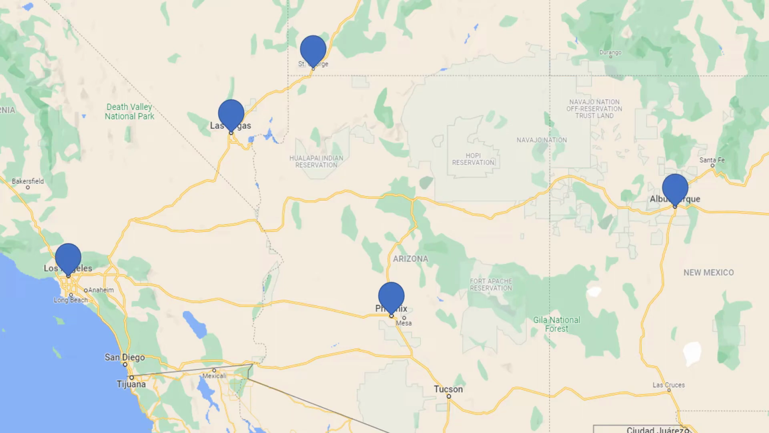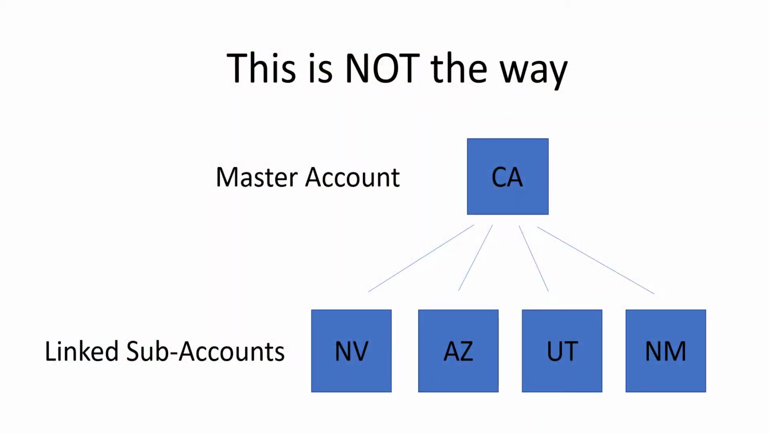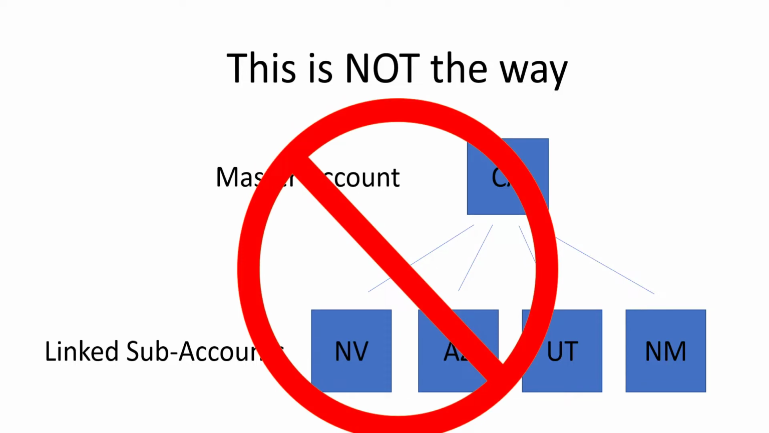So we'll have California, Nevada, Utah, Arizona, and New Mexico. And first, let me emphasize, it doesn't work like this. This is what I thought when I first heard about this feature. I thought we would have a master account, like an entire organization would be the master account, and then all of the sub-accounts would be the different divisions in that organization. It does not work this way.